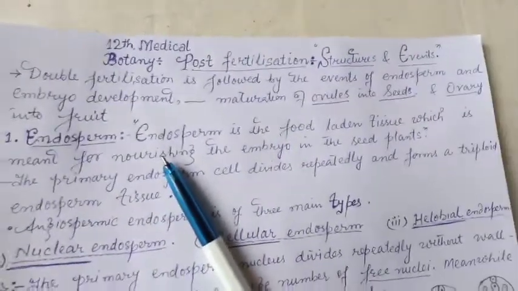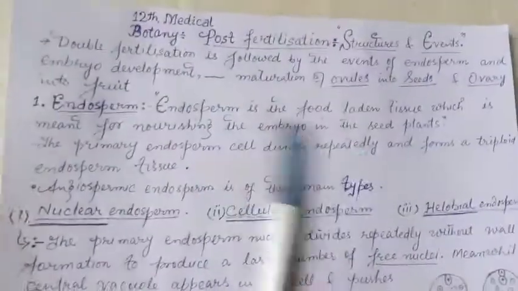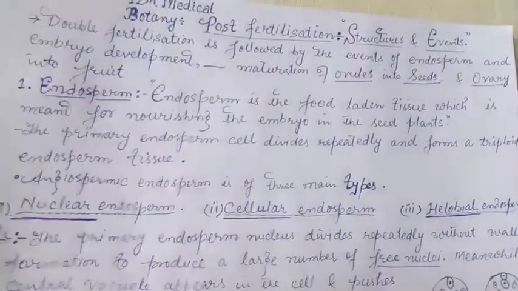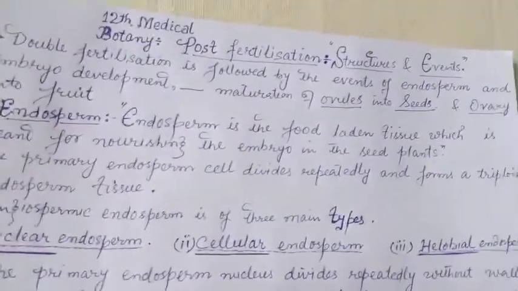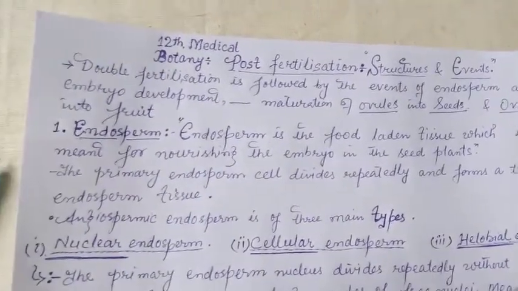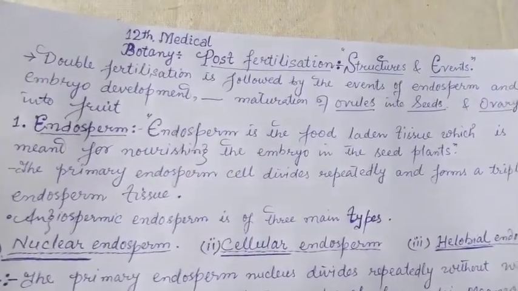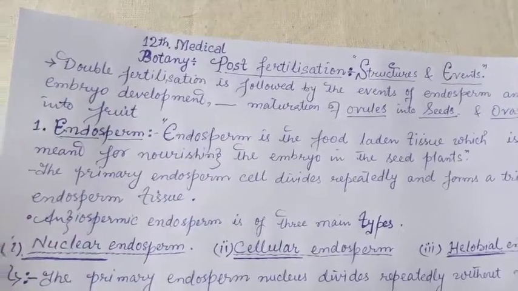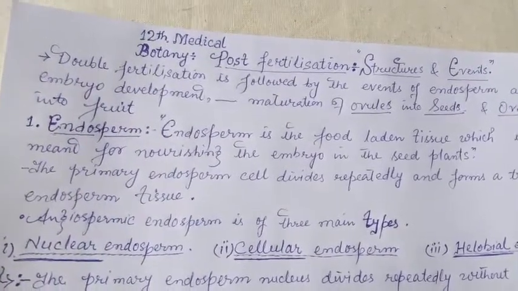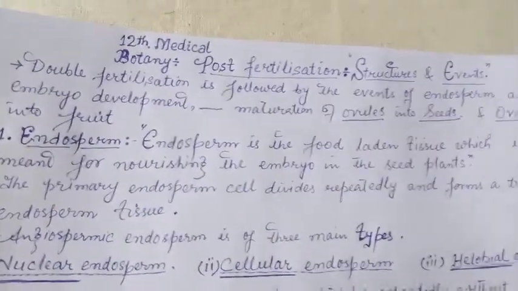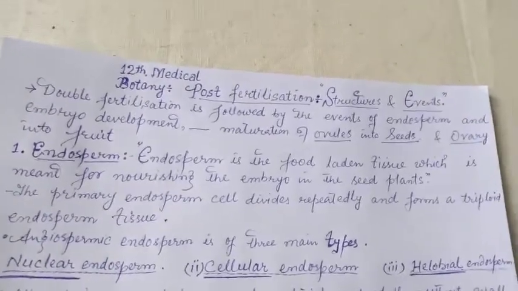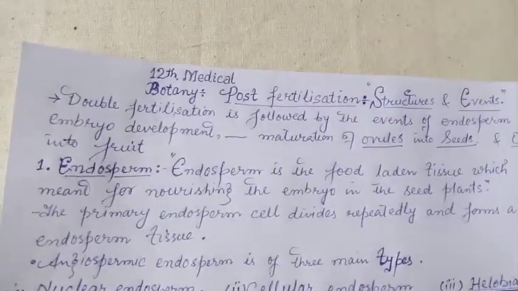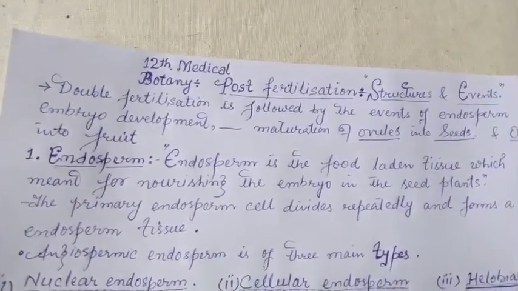Firstly, we will take up the endosperm. This endosperm is the food-laden tissue which is meant for nourishing the embryo in the seed plants. The primary endosperm cell divides repeatedly and forms a triploid endosperm tissue.